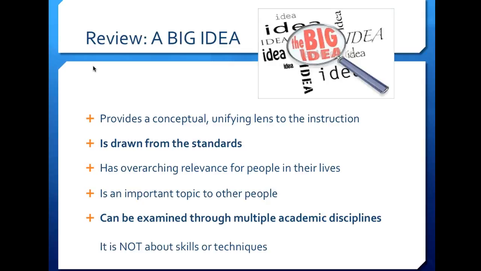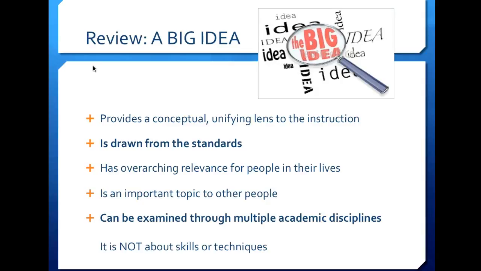Using this big idea provides a conceptual unifying lens to the instruction that you're providing. There's the big umbrella. It's drawn from the standards that you're using and approaching. It has overarching relevance for people in their lives in general. So eventually, when these students become mature adults or even adolescents, this is going to have meaning for them, something they want to take away. It's an important topic to other people, and it can be examined through multiple academic disciplines. And this is what's new during this section of the course for ED621B.